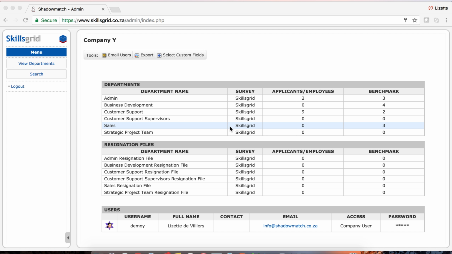Matching against the benchmark. In order to compare a result against the benchmark, to see how the skills of an applicant or an employee in a specific division compare against the skills of the top performers, you need to send that individual or that applicant an applicant or employee code. Please refer to the Sending a Code video for more information. Once the applicant or the employee has completed the skills grid questions, the result will sit in the applicant employee file. Let's go back to customer support.